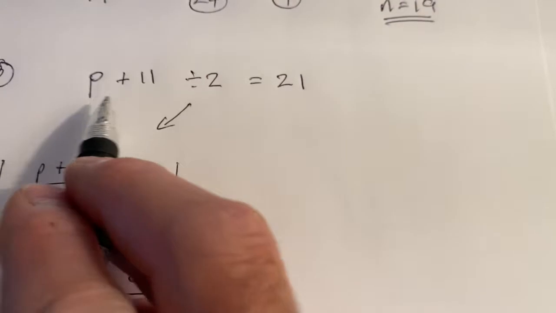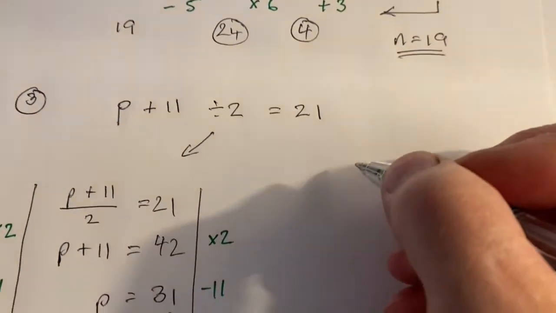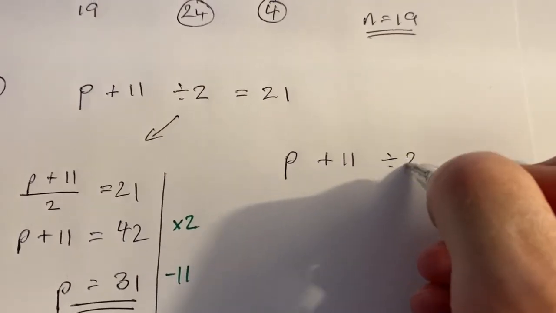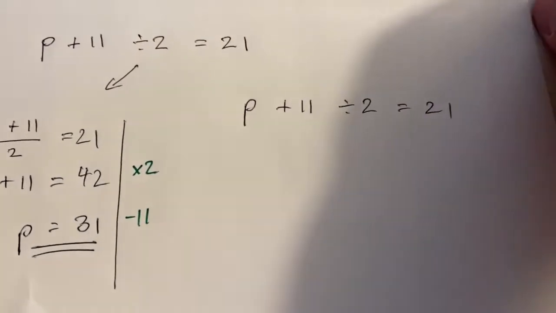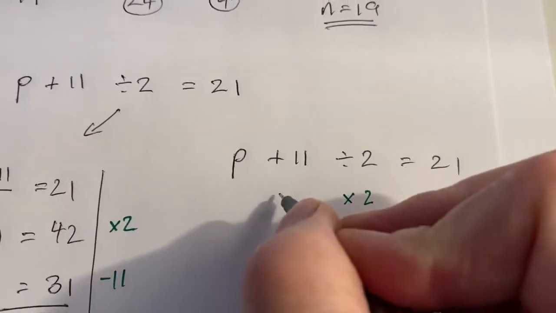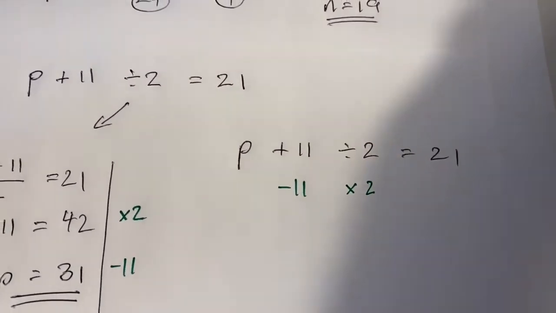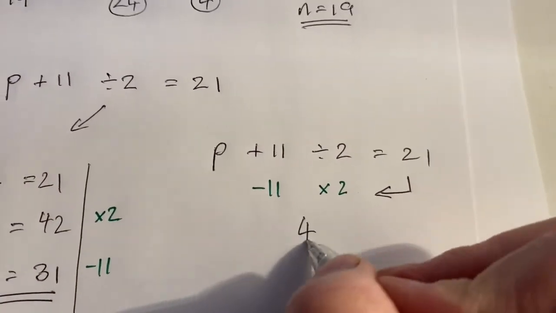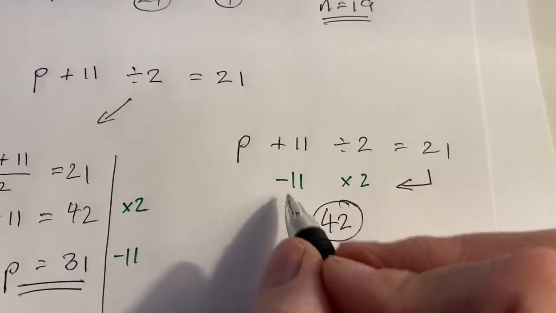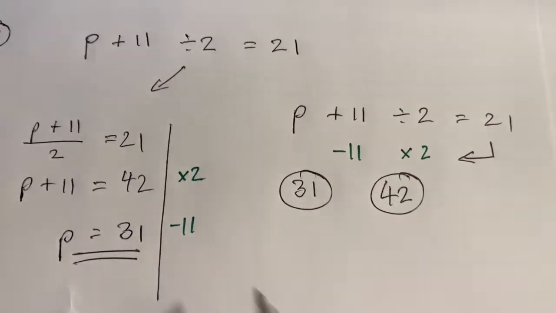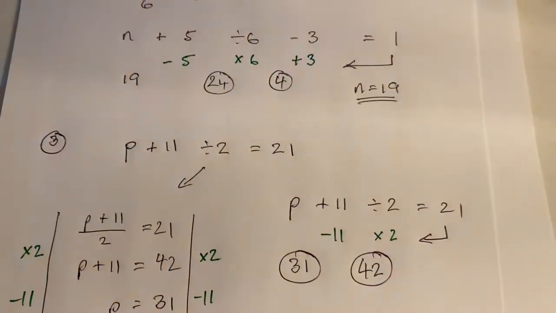What about the arrow method with this one? Well, I've already got a setup here, so that helps me already. So let's write it out again. And so I'm now going to go backwards. So I'm going to say it's times by 2, take away 11. So 21 times by 2 is 42. Take away 11 is 31. And we've already seen that's there. And that's kind of really neat, isn't it?